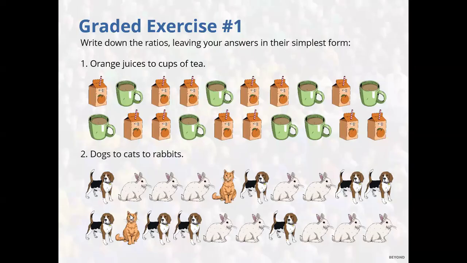All right. So number one, we want the ratio of orange juices to cups of tea. I'm sorry, I said that wrong. We want the ratio of orange juices to cups of tea. All right.